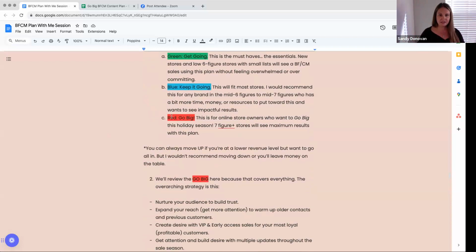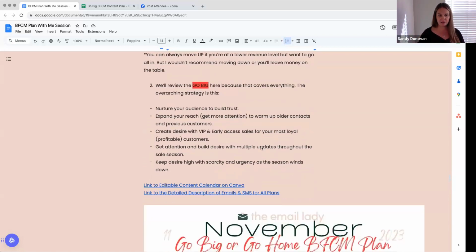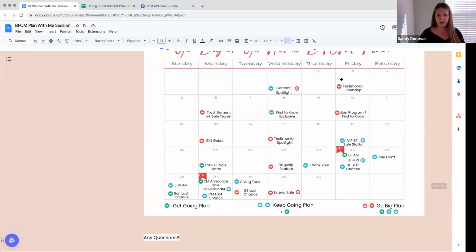And then the red track, this is the go big plan. This is like, I know that I have a proven product. I know that I have an audience. I'm going to go all in because I want to see business changing revenue come through those doors in November, and I am not leaving money on the table. That's the go big plan. We're going to cover the go big plan down here because it covers everything. But just know that if you're on one of the other plans, that's okay. You just follow your plan.